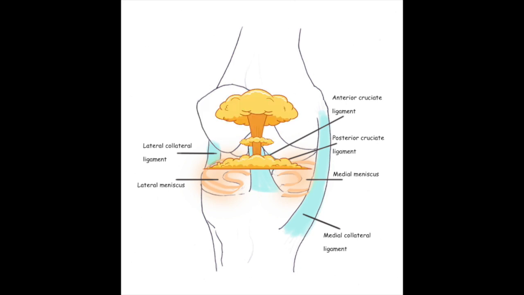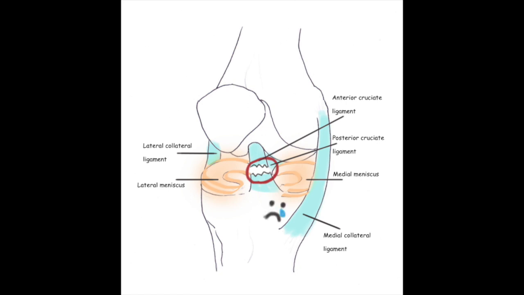Sprains and tears of the ligaments are common knee injuries. For example, the anterior cruciate ligament can tear from excessive rotational movement.